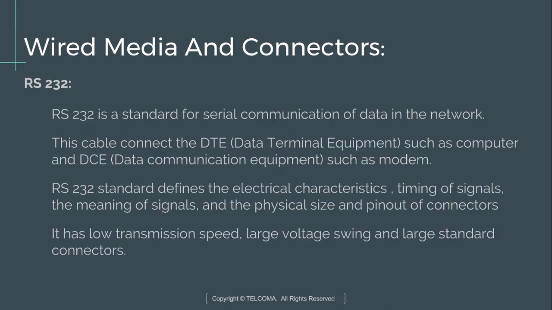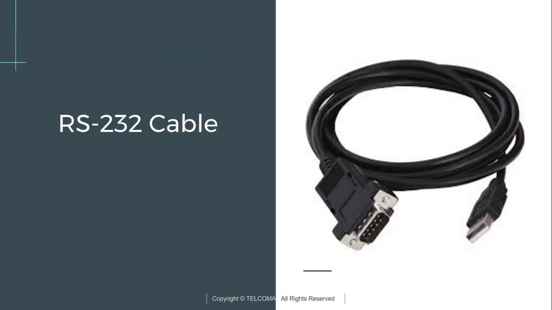So first is RS-232. RS-232 is a standard for serial communication of data in the network. This cable connects the DTE, data terminal equipment such as a computer, and DCE, data communication equipment such as a modem. So they are used to connect DTE and DCE together. The RS-232 standard defines the electrical characteristics, timing of signals, the meaning of signals, and the physical size and pinout of the connector. So it has low transmission speed, large voltage swings, and large standard connectors. This is the diagram of RS-232 cable.